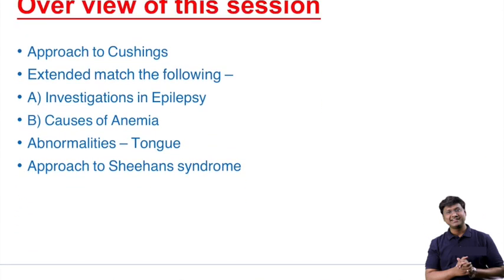In today's session, the topics I'll be covering are approach to Cushing syndrome and some new pattern of questions, that is extended match the following, wherein I'll be giving you different clinical scenarios of epilepsy, and then different clinical scenarios of anemia. I will also discuss the various abnormalities of the tongue morphology, approach to Sheehan syndrome, and then hypothyroidism. So these will be the topics I'll be discussing in this session.